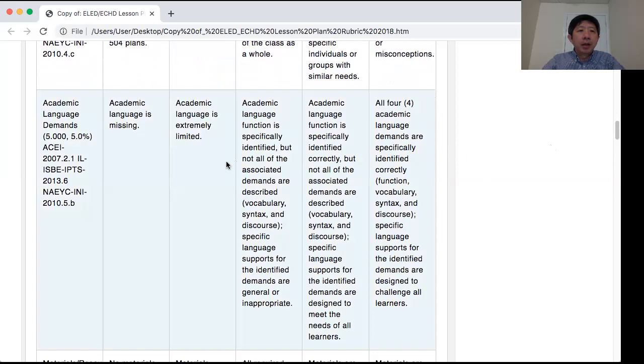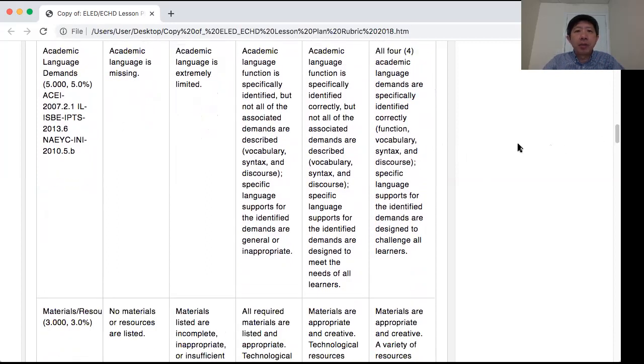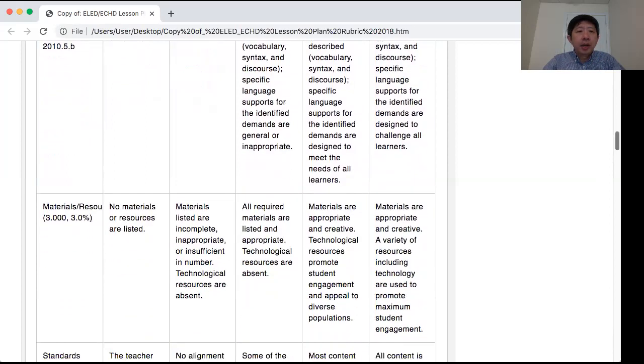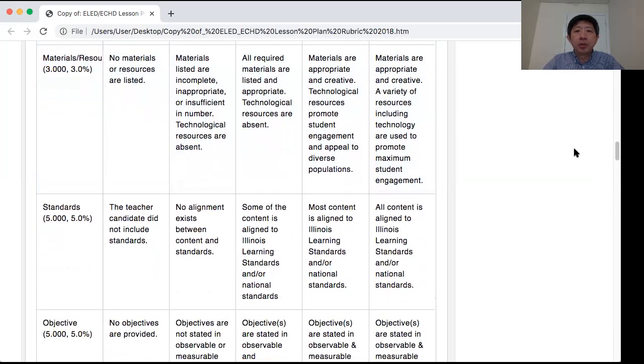All right, and then academic language demands. When you do the lesson plan, your language has to be academic, so be sure your language is appropriate, okay? And then next, the material. You have to include your material, appropriate and creative. What's the material you're using? For example, if you're including technology, you should give a detailed explanation of what material you're going to use, okay?